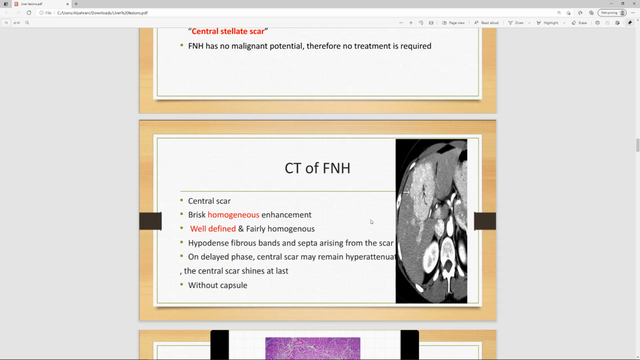And it is not encapsulated. That's clear. You can see the borders are not sharp. Gives you a hint that this is not encapsulated.